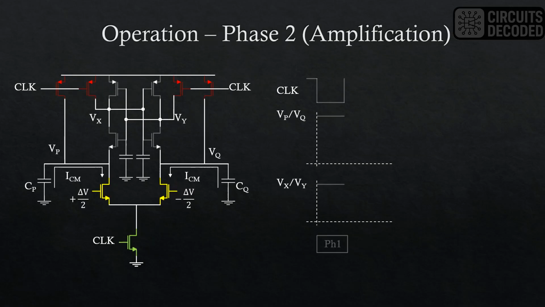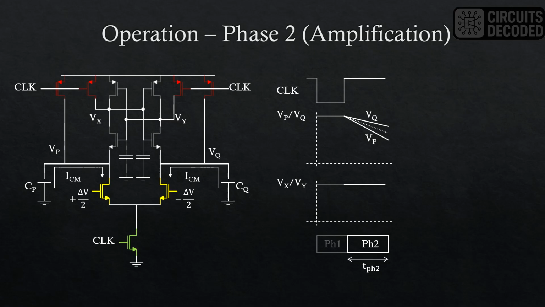The second phase is the amplification phase, which begins as soon as the clock toggles to VDD. As the clock is high, the reset switches are off and the bottom switch enables the comparator, which means it allows the capacitors to discharge to ground. The input differential pair converts the differential input voltage delta V to differential current, which in turn creates a differential voltage between Vp and Vq nodes, as shown here. On top of the differential current, there is a common mode current ICM, which discharges the capacitors Cp and Cq.